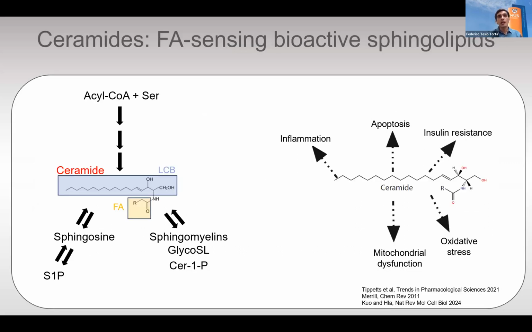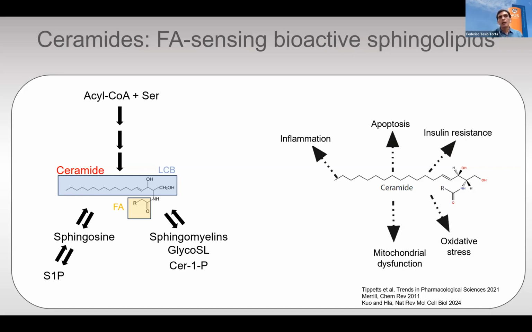Now, ceramides are a class of sphingolipids that play a role not only as structural components of membranes, but also as bioactive molecules. Ceramides contain a sphingosine backbone, in blue in the figure, and a fatty acid, in yellow, linked by an amide bond. They are synthesized starting from acetyl-CoA and serine, and can then generate more complex sphingolipids, such as sphingomyelins, complex glycosphingolipids, or S1P, which is another potent signaling lipid that can then be degraded to exit the pathway.